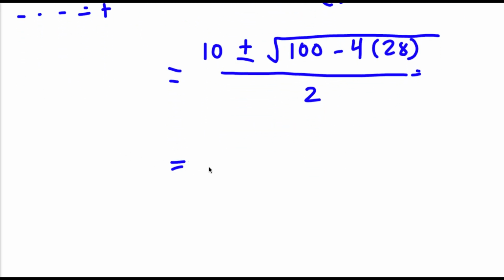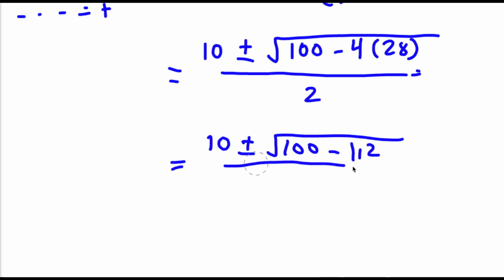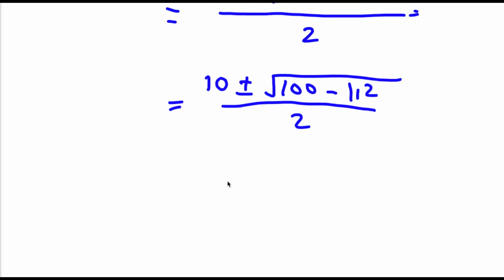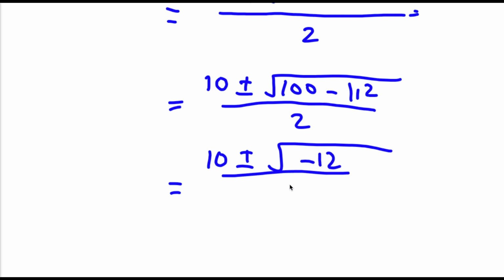Now if I simplify this, I have 10 plus or minus the square root of 100 minus 4 times 28. That is going to be 112, over simply 2. Now, this is equal to 10 plus or minus the square root of 100 minus 112. That's going to be negative 12. Now this over 2.